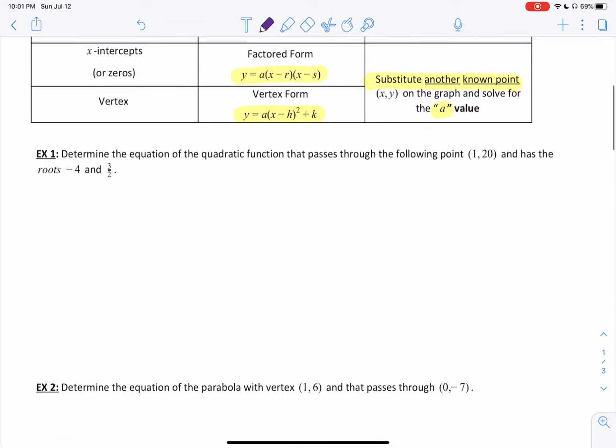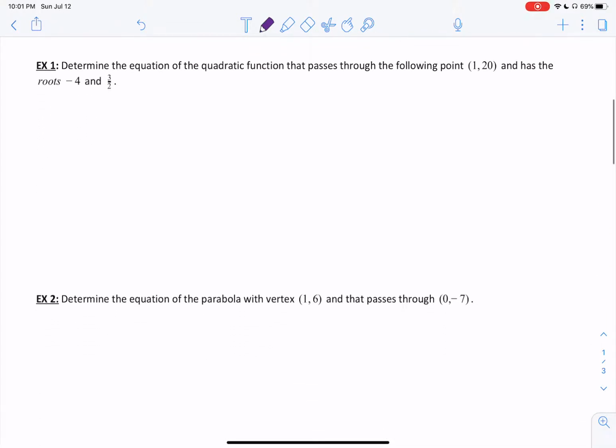So example 1, determine the equation of the quadratic function that passes through the following point, (1, 20), and has the roots -4 and 3 over 2. So because we're given the roots, we know that we're going to want to start with our factored form. This way, we actually have something to sub in.